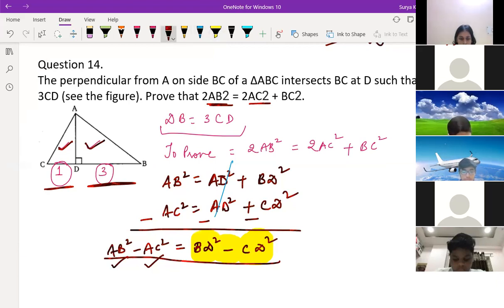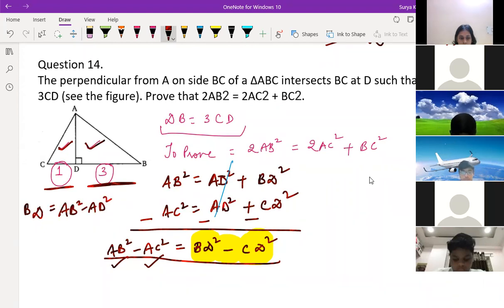Because AB is coming in the equation here, and AC is also coming, so we try to bring BC form. Okay, BC square is there. So what can we write for BD in BC form? AB square minus AD square. BD square is AB square minus AD square, right?